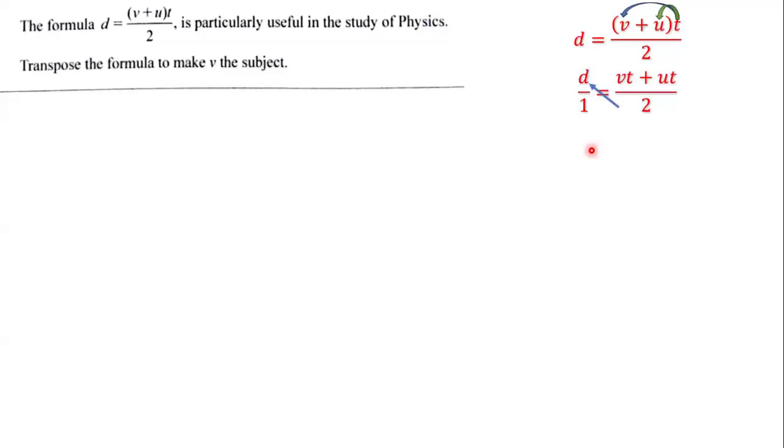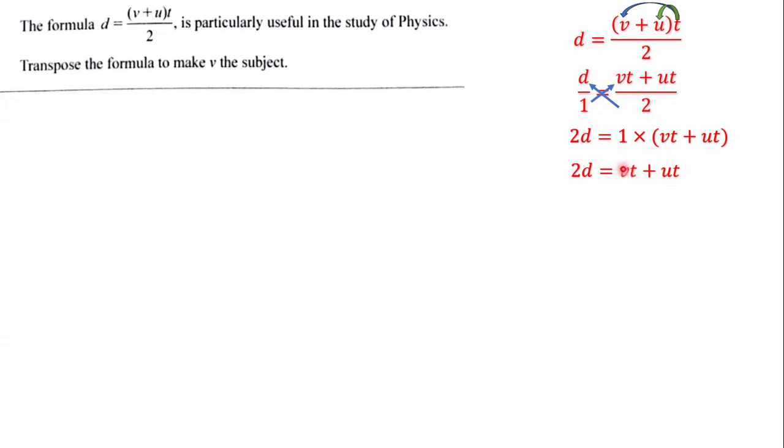We have this multiplied by that. So we have 2 times d, which gives us 2d, and 1 times vt plus ut. Next, we multiply these two together, and 1 times vt plus ut is vt plus ut.